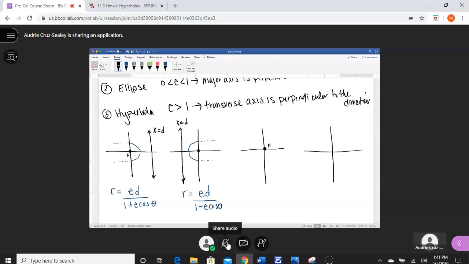Here's a focus. Let's say your directrix was up here. That'd be y equals d. And those would be my pictures.